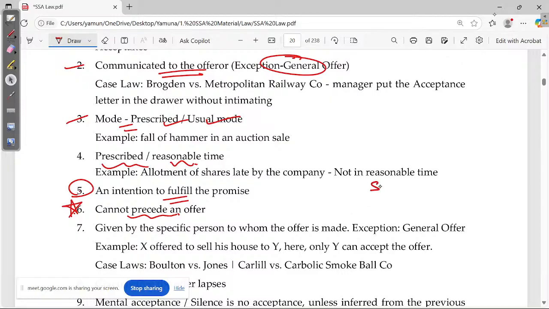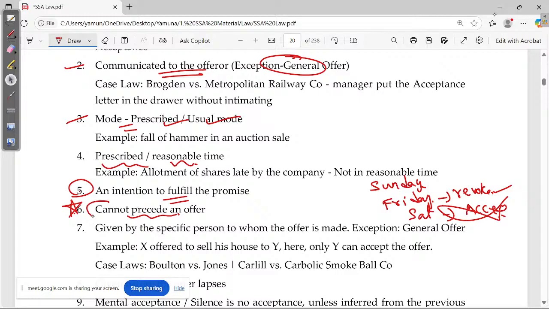See, I asked you to give your acceptance on Sunday. On Friday, I say that I am revoking my offer. This is the last case which I discussed. On Friday, I'm sending a note revoking my offer. On Saturday, you send a note accepting the offer. No, this is not at all possible. Once the revocation is valid, once it is revoked, we cannot talk about acceptance because the offer itself is closed. Now read this line: acceptance cannot precede an offer. First, there should be an offer. Then only can we talk about acceptance.